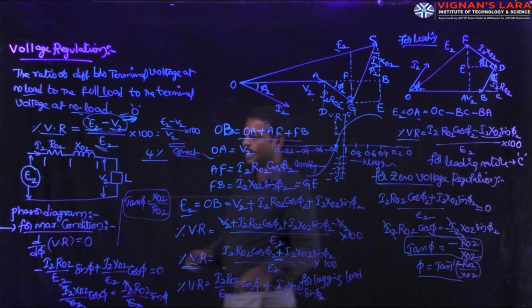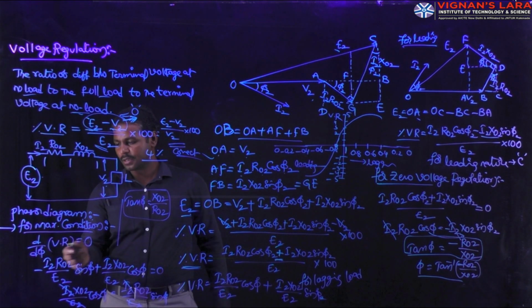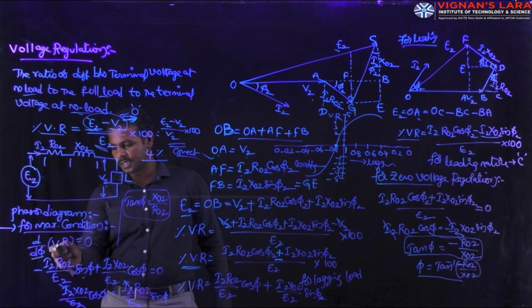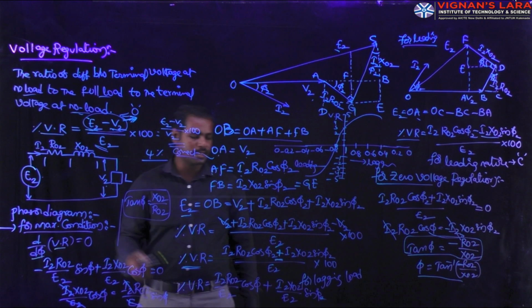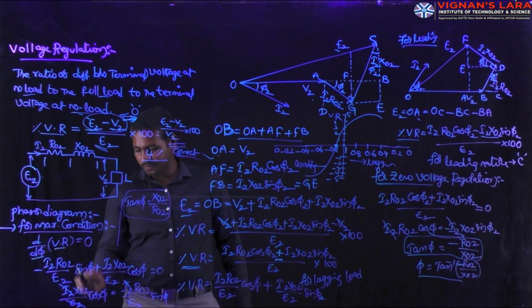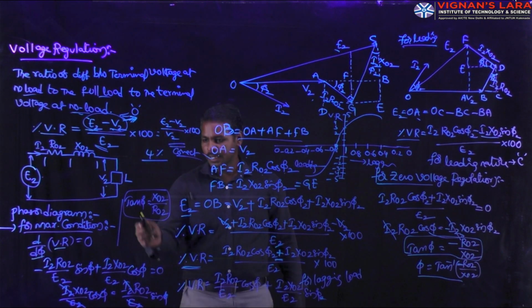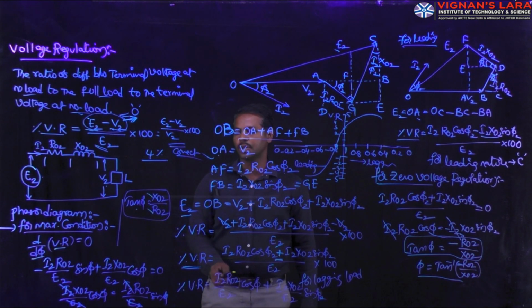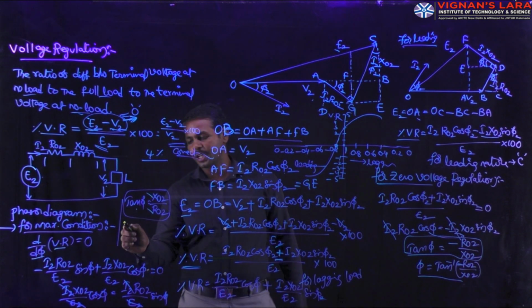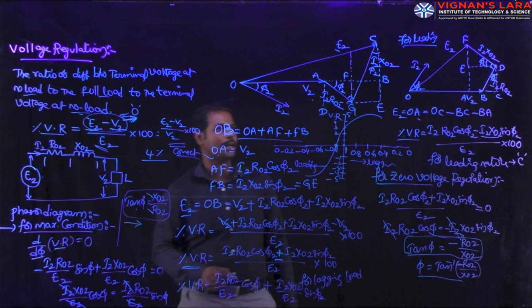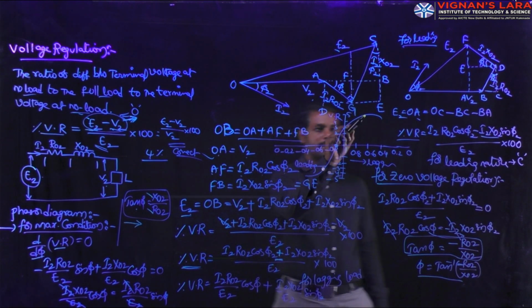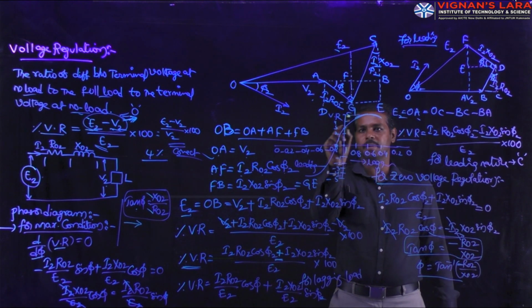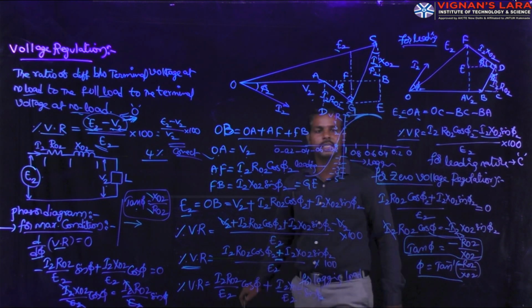Another one is the maximum condition of voltage regulation. Differentiating voltage regulation with respect to phi, it is equal to 0. By simplifying these, we finally get tan phi is equal to X02 by R02. So the maximum condition of voltage regulation always occurs at lagging power factors.